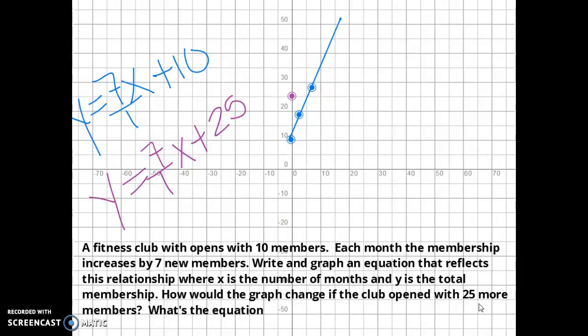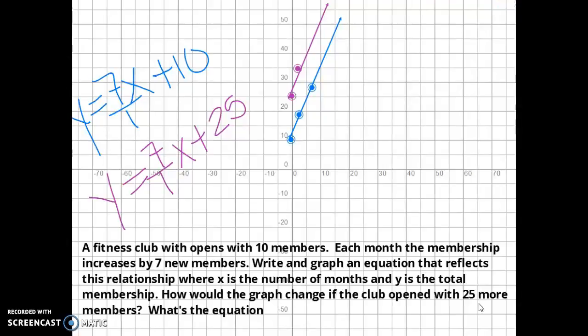So look at that, I already wrote my equation. Starting with 25, going up 7, right 1. Up 7, right 1. This is a parallel equation. Now, that's approximately where it is. And we're going to graph. There we go.